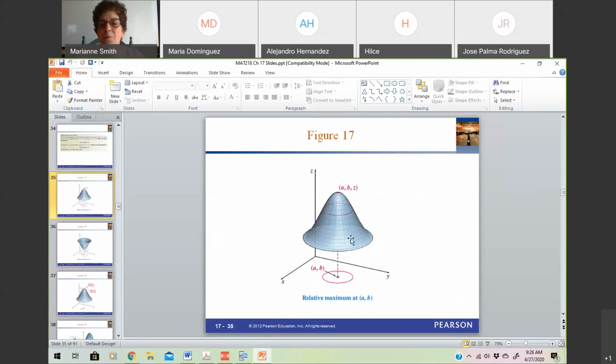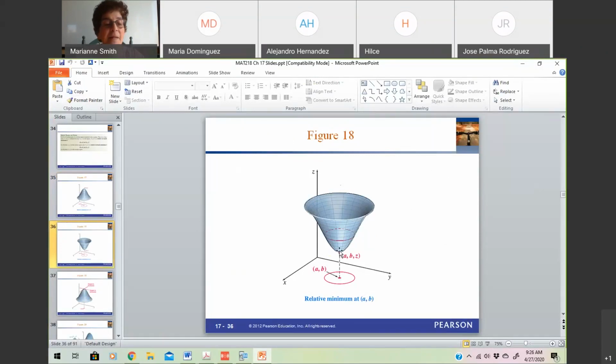Here's their pretty drawing of a surface, where here's AB on the floor, and it's mapping up to the Z value up here. That's a local maximum. It's a high spot. Here's the same idea with a local minimum. They're showing you that circular region around the AB point, where everything up here on the surface is a higher Z value than the minimum, right?